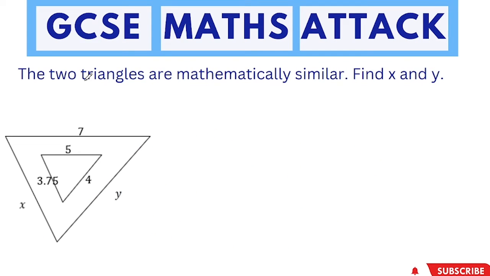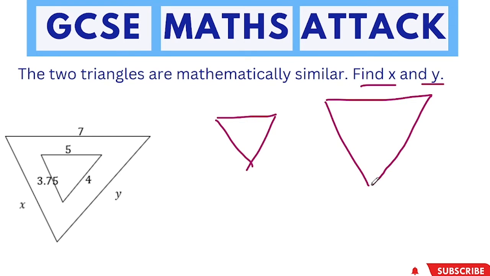So guys, the two triangles are mathematically similar. Find x and find y. So you've got two triangles which are combined. The first thing I'm going to do is redraw them. So here's a small triangle over here, and here is the larger triangle. Let me just quickly draw a rough sketch. This is obviously not accurately drawn, but this is the best I could get.